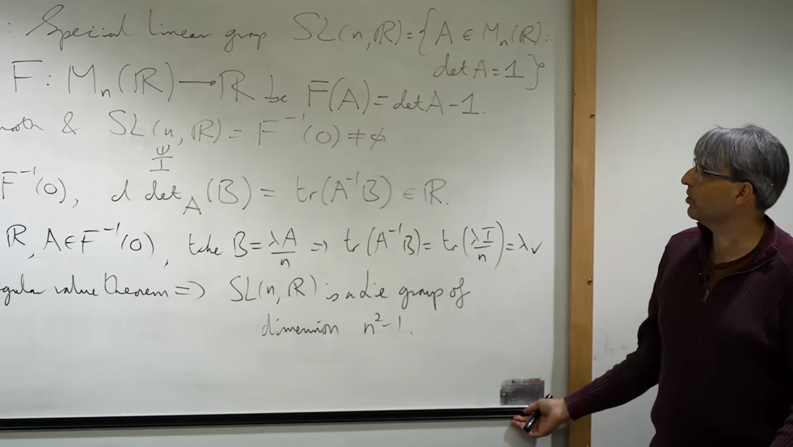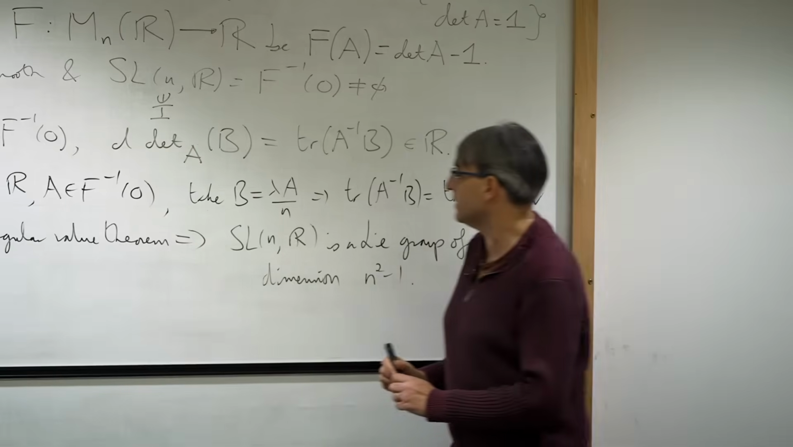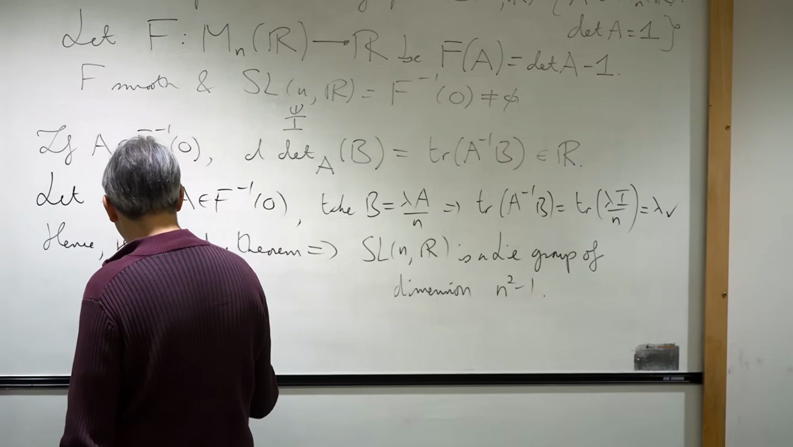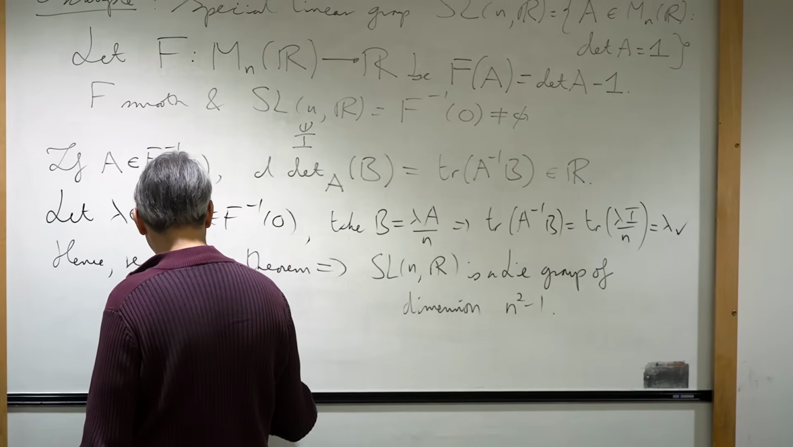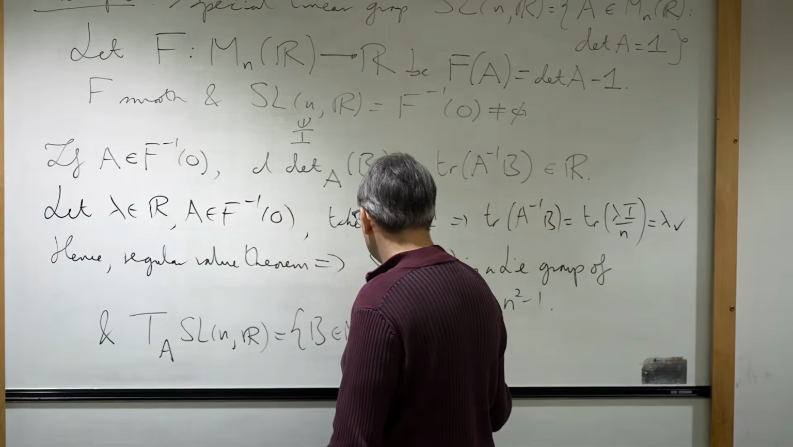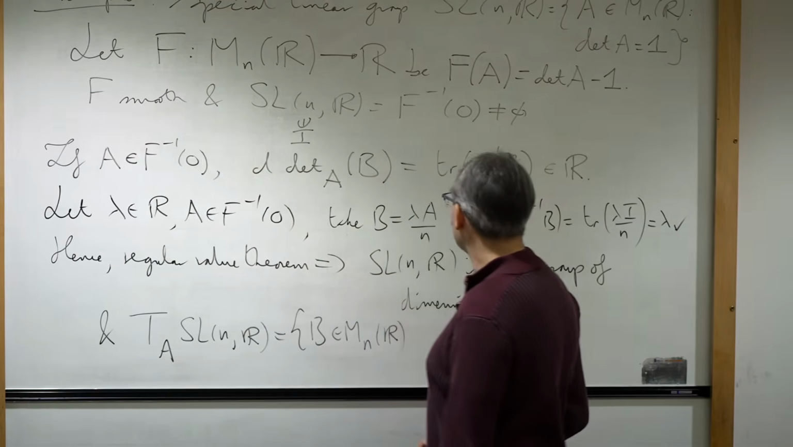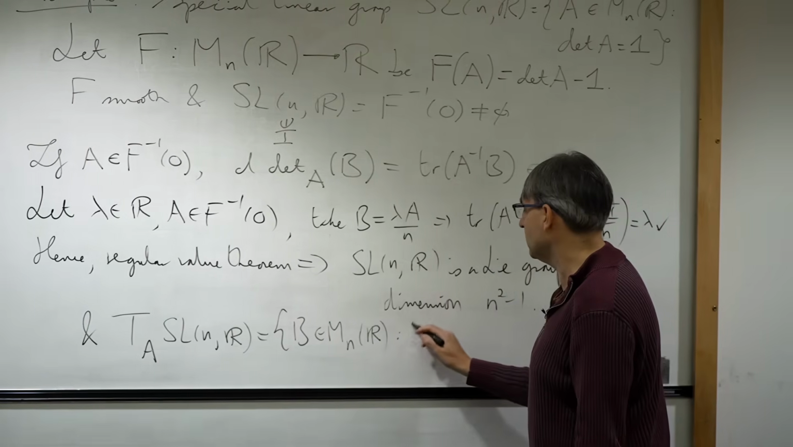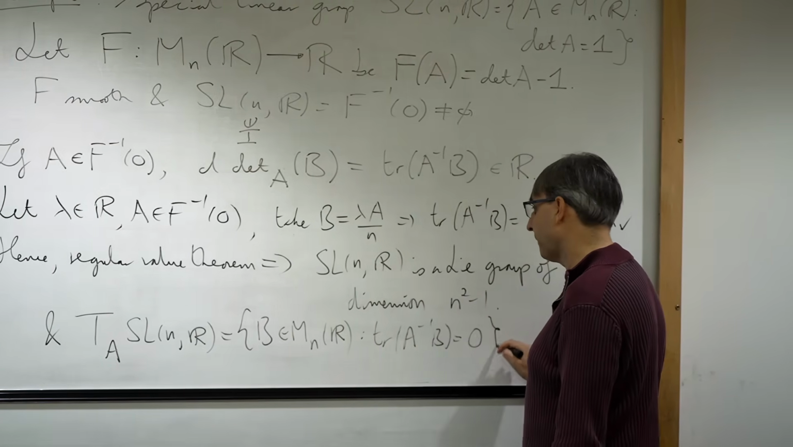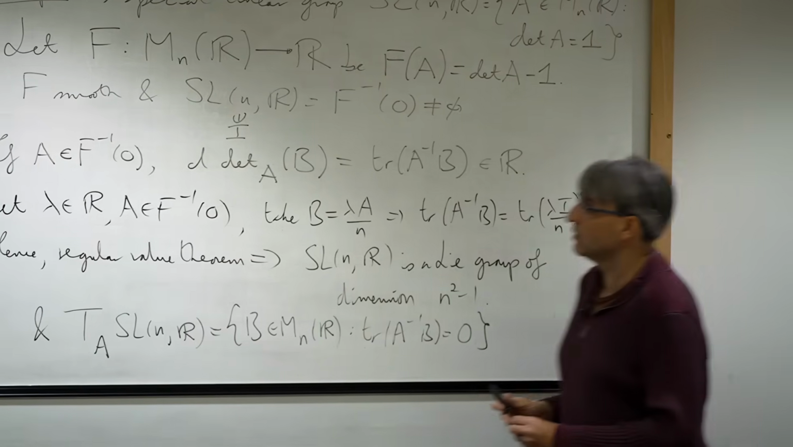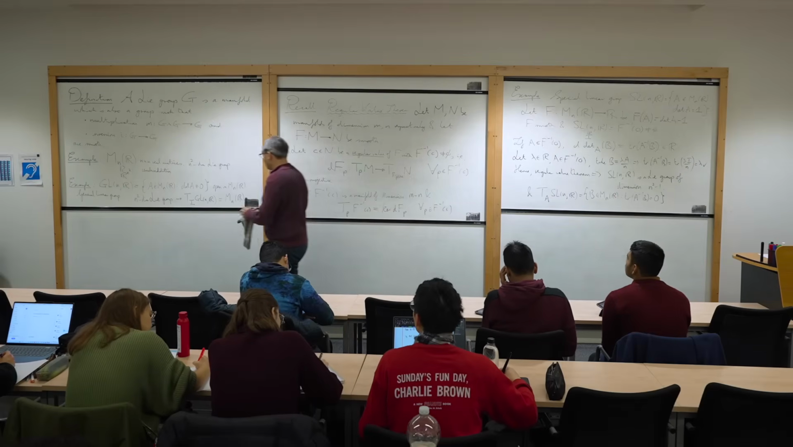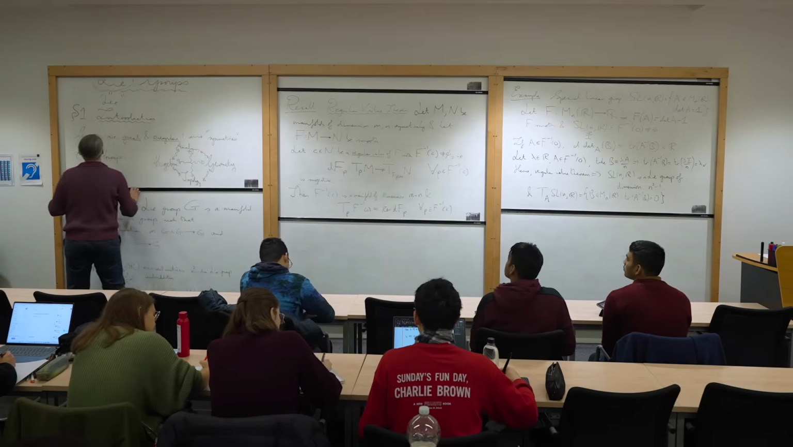And we also know what the tangent space at the identity is. The tangent space at any point of SLNR is just the set of n by n real matrices such that the differential is 0, but that's just telling me that the trace of A inverse B is equal to 0. So in particular, we know what the tangent space at the identity is.